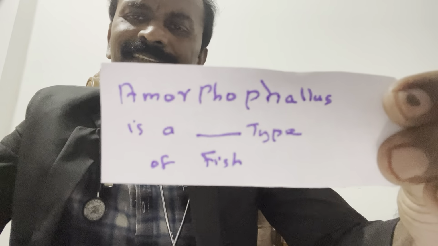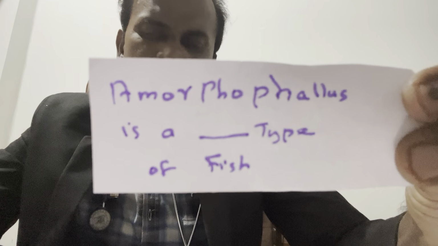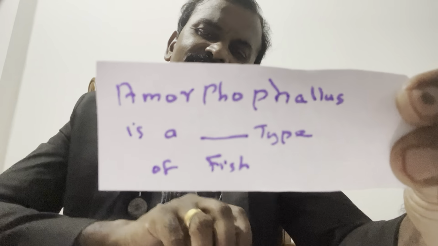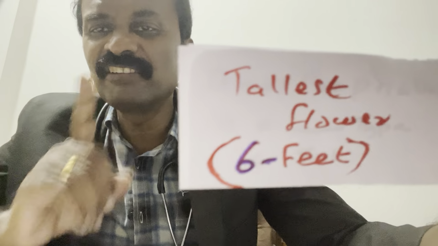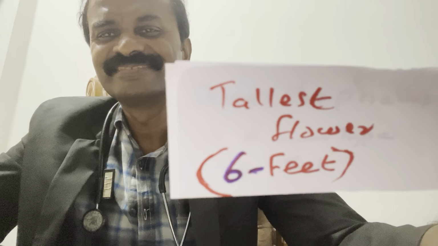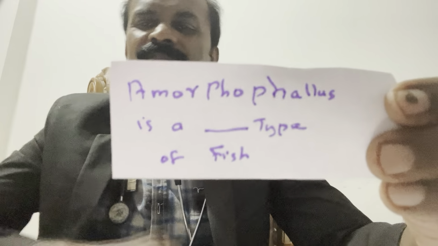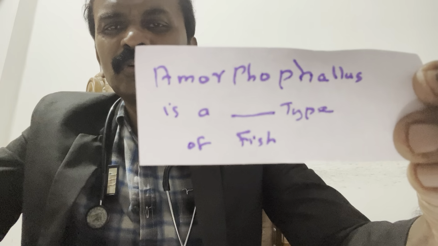Amorphophallus, AMOR. Amorphophallus is a dash type of fish. Let me see how you are answering this MCQ. Okay, a repeated MCQ. That is why I am asking you. Any idea? It is the tallest flower, 6 feet. What is the question? Amorphophallus. Got it?